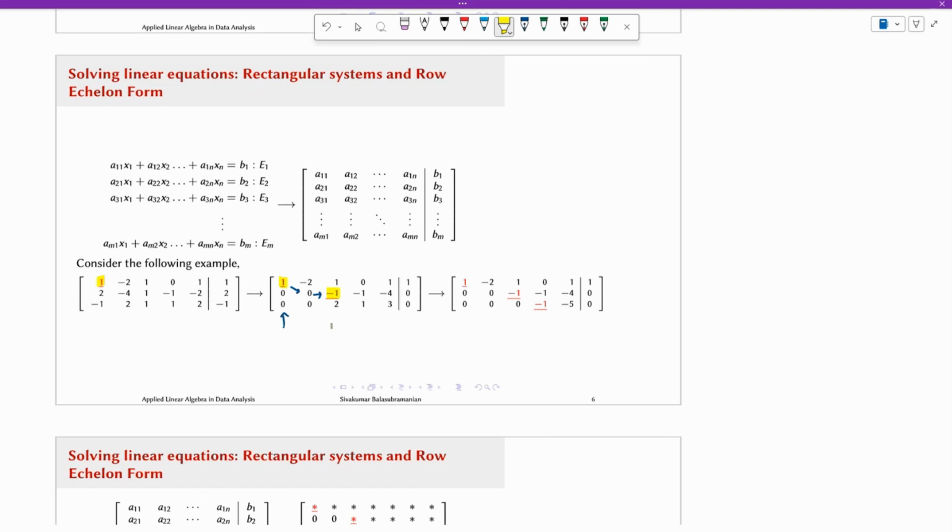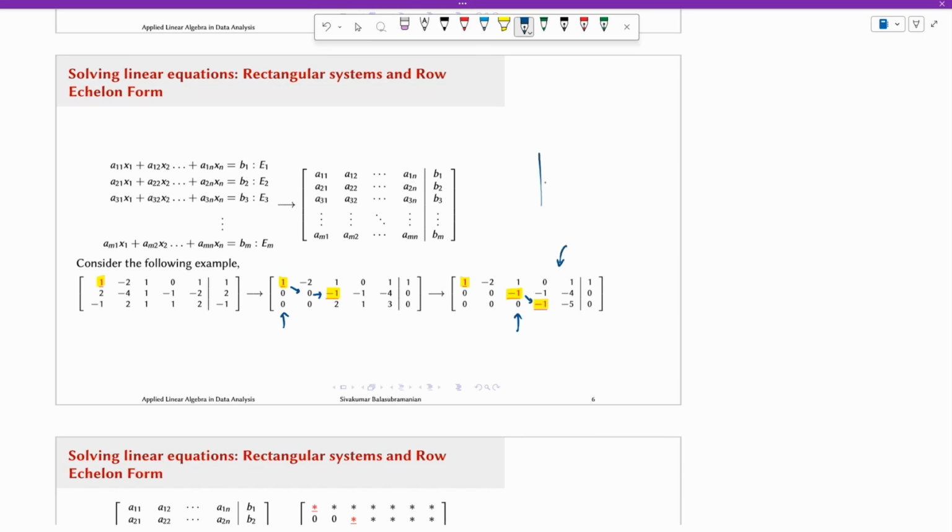Now with this, we try and make everything below that 0. So if you do that, you get to this form. And then we move to the next pivot. So we essentially now have this, and that's it. There are no equations below this, and you stop there. Now, when you do that, right? You get a matrix of this form.